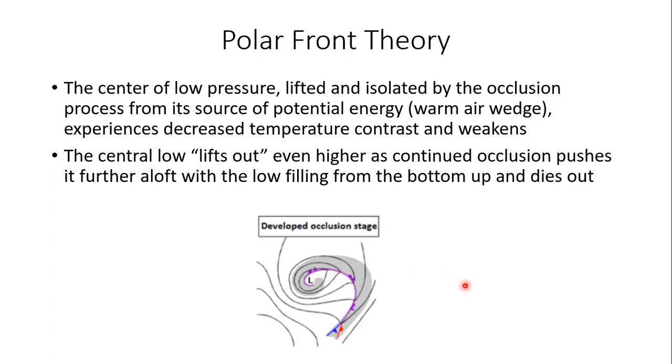All right, so the center of low pressure generally tends to become lifted as we advance to the occlusion stage and isolated by the occlusion process from its source of potential energy. You get more mixing of the air masses as the counterclockwise circulation around this low pressure intensifies, the winds increase, and the pressure gradient is much stronger or steeper. And then without that temperature gradient, again, this system starts weakening, the low pressure starts weakening.